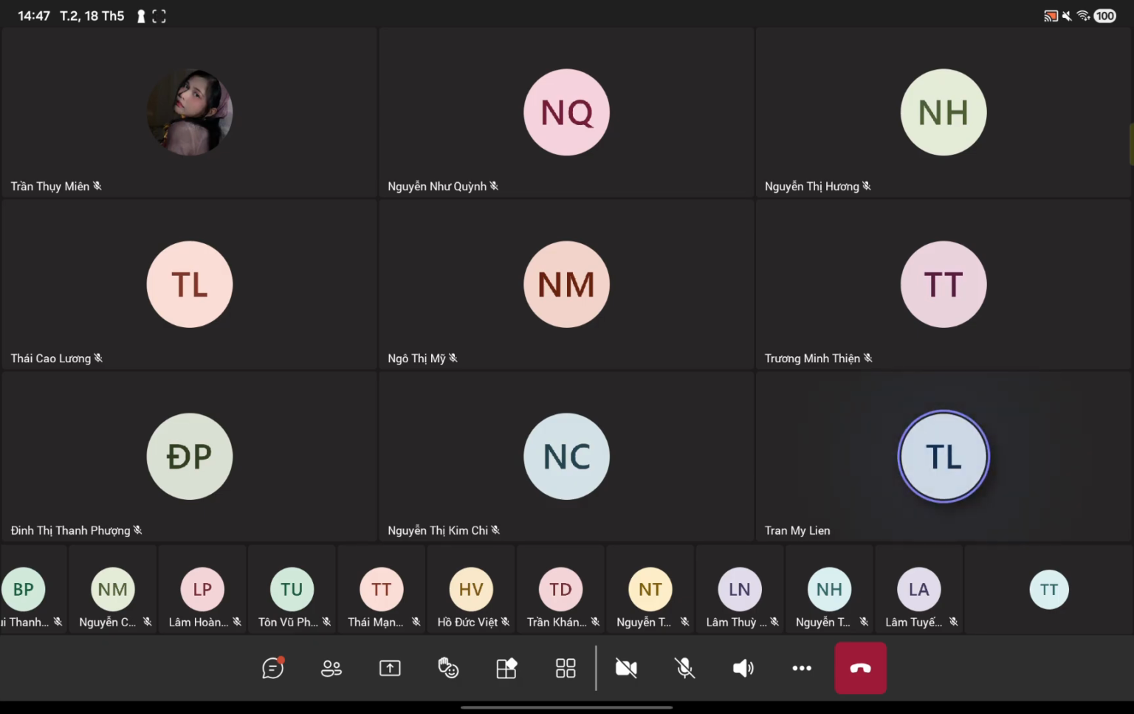Okay, another video clip about the respiratory system to have an overview of this body system. The anatomy and physiology of this body system.